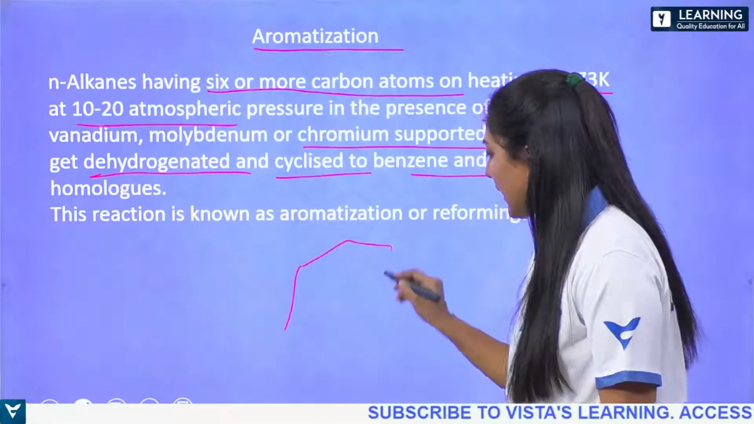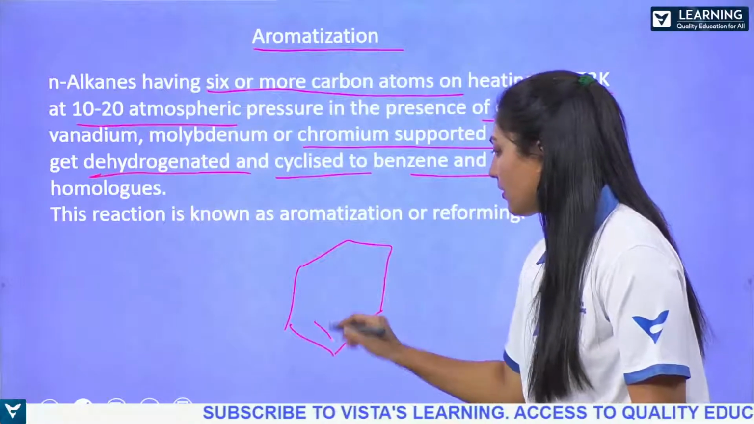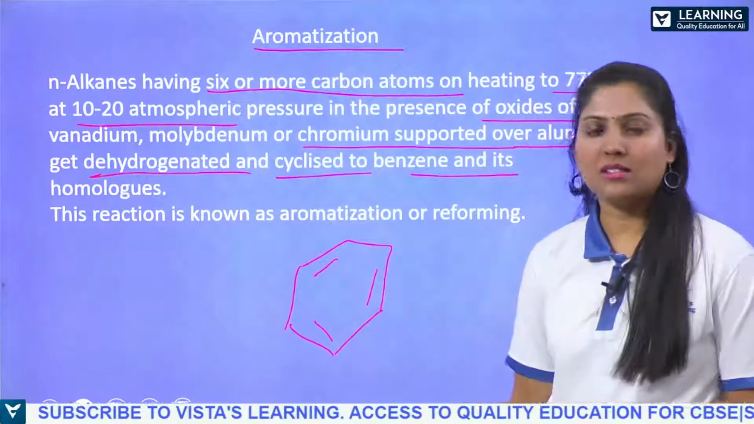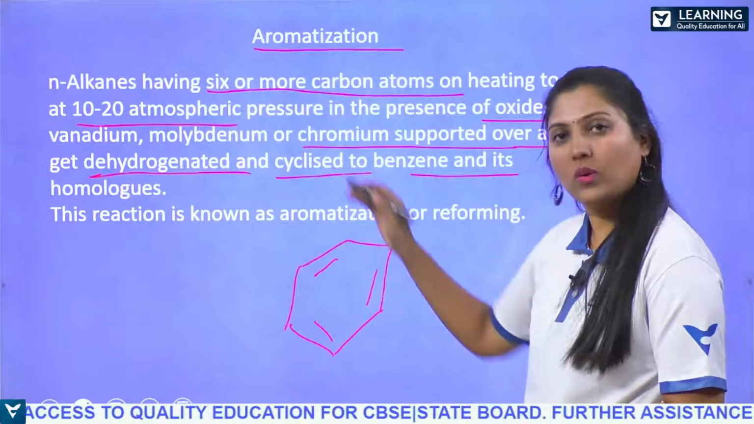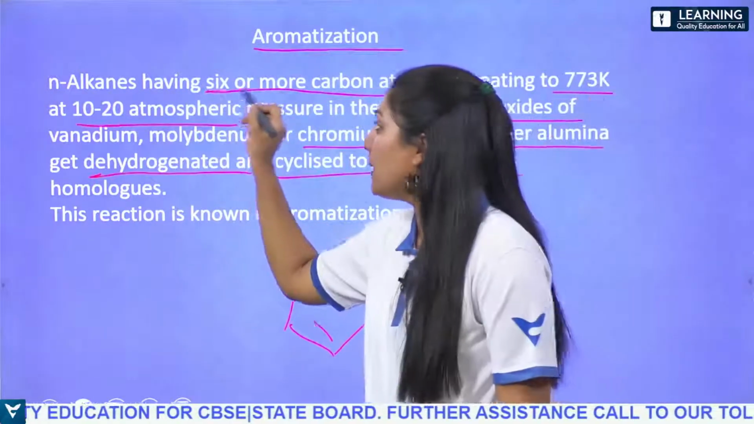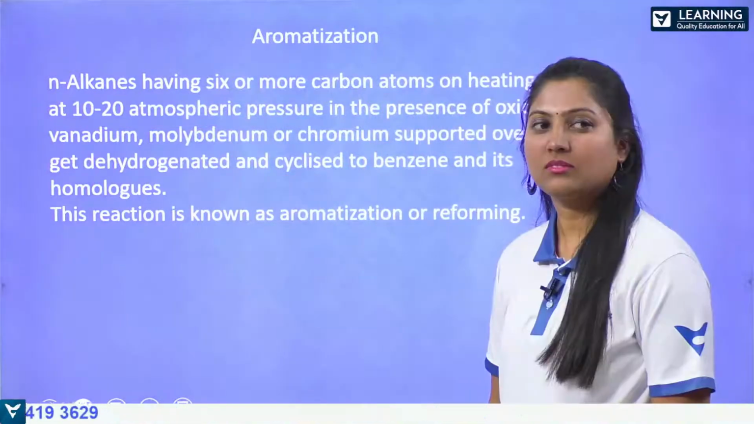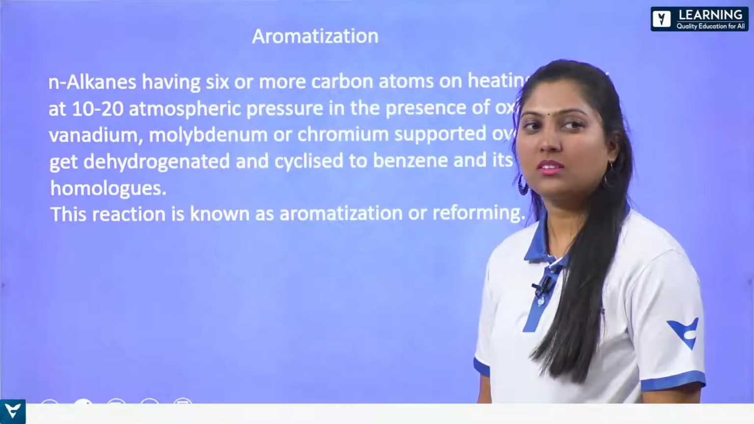This is a benzene ring, as we know. The alternating double and single bonds will be present, and the long chain can be converted. Remember, it should be of the length of, I was saying something there.